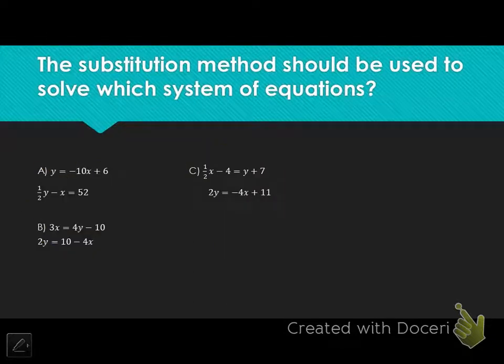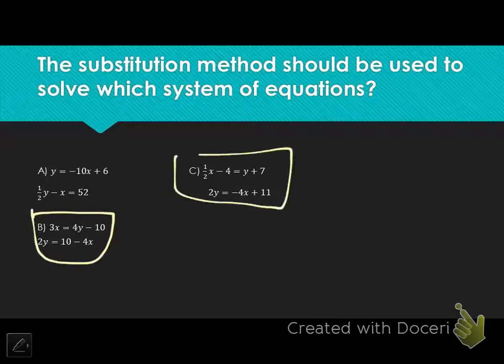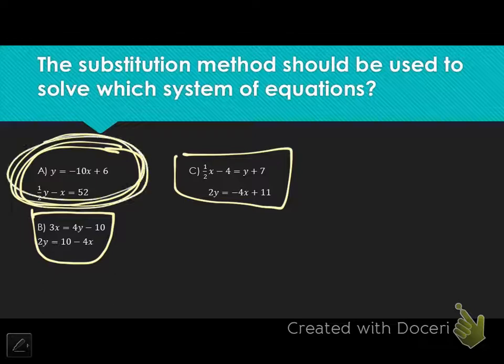Okay, the substitution method should be used to solve which of the following equations. So again, we're going to be looking to see if there's an x or y by itself on one side of the equal sign. Well, it looks like this has a y by itself, this has a y by itself, and so does this. But this one right here is the only one that has y completely by itself. So that's going to be my answer, because it's going to be the easiest one for us to solve.